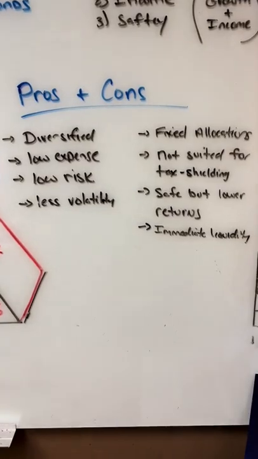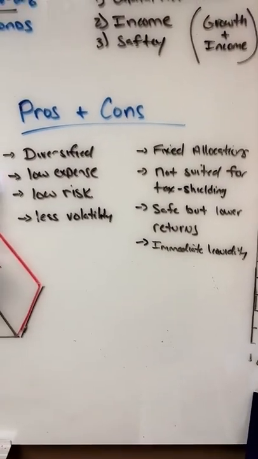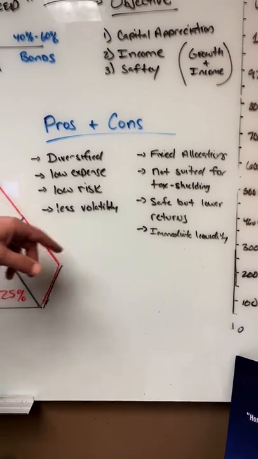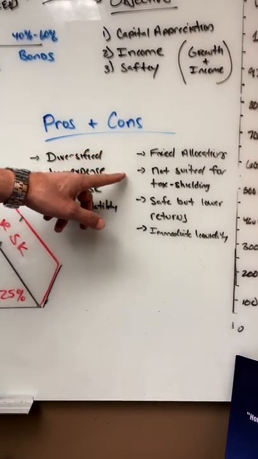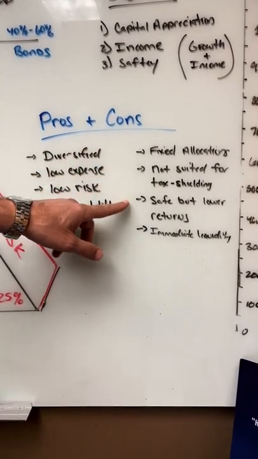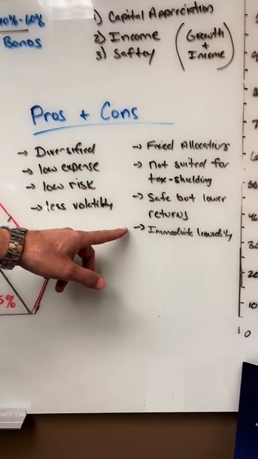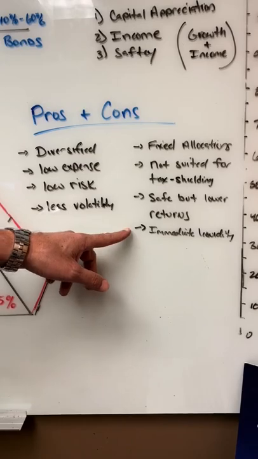So the pros of a balanced mutual fund are they're diversified, there's lower risk, there's lower expenses, and typically less volatility. Some of the cons are your allocations are fixed, they're not really suited for tax shielding. You're going to get safe but lower returns, and you don't really have immediate liquidity, in that you have to wait till the end of the day in order to close out the position.